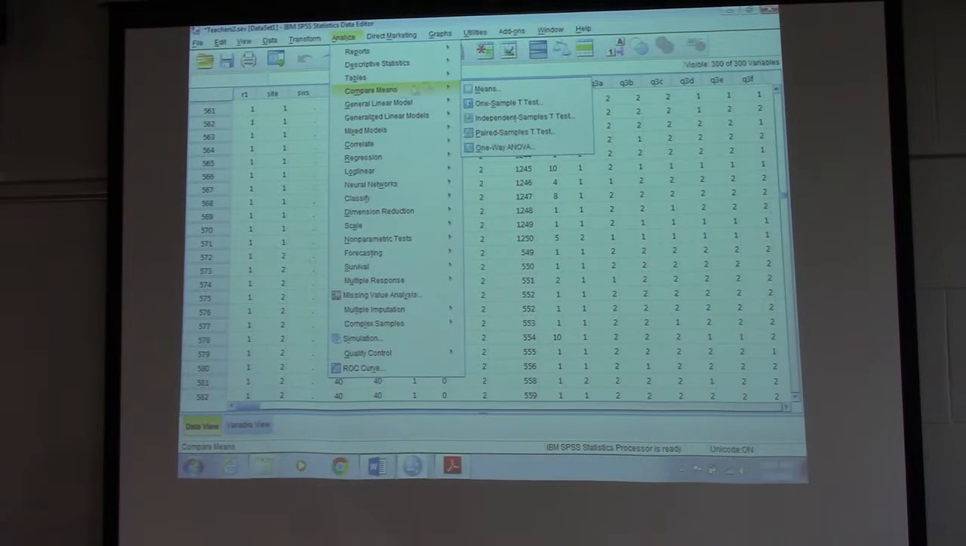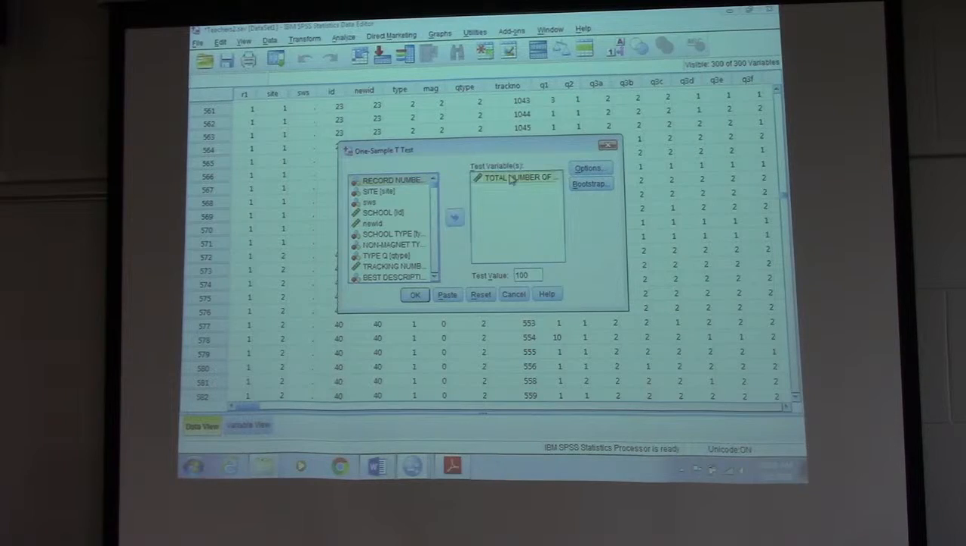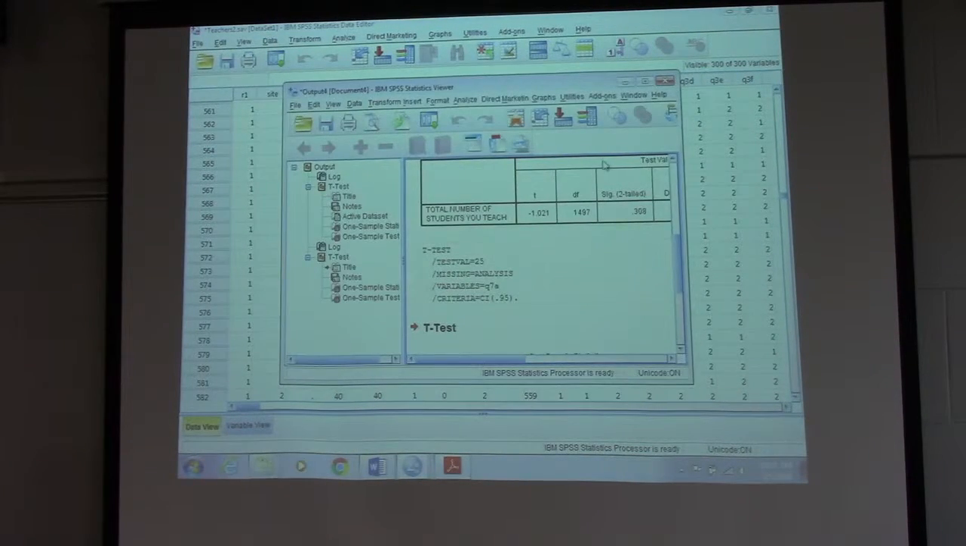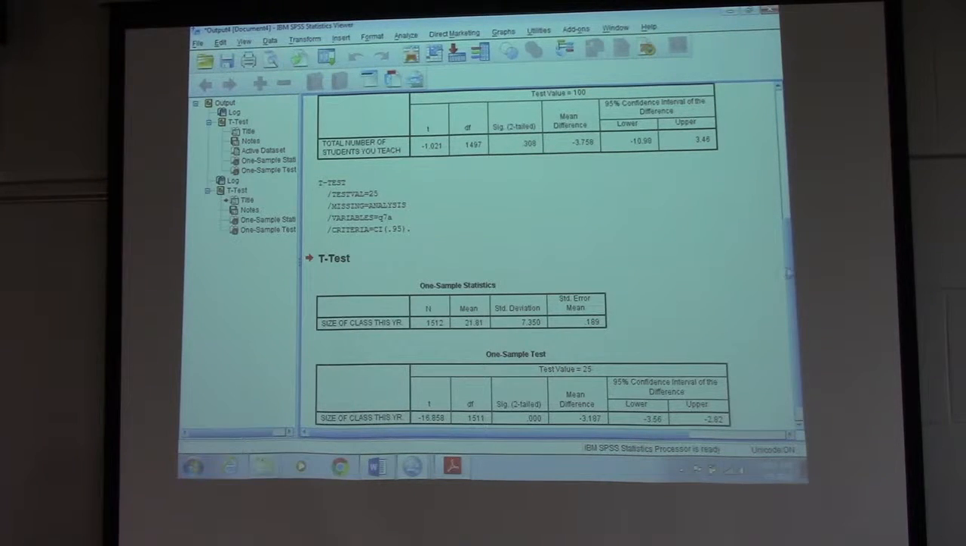I have one sample, all the teachers in this district, and one value, the known value of 25:1. So I'm going to remove total number of students and drag back over class size and change my test value to 25. So this is essentially saying, does the mean class size from all these teachers in these 5 districts differ enough from 25:1, the known value for the nation, to be considered statistically different? So I click OK, and here's what I get.